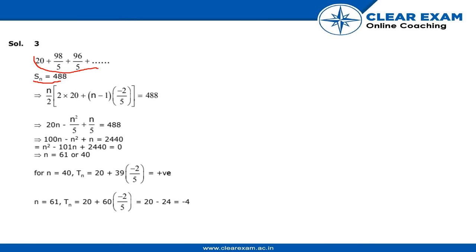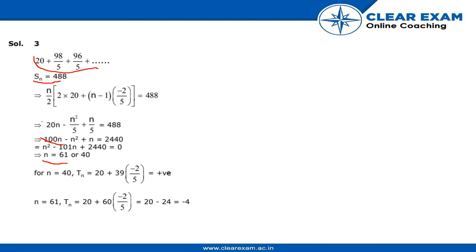Then we will simplify this. After simplifying, we would get this equation: 100n minus n square plus n is equal to 2440, and by splitting the middle terms we would find the value of n, which would be 61 or 40. Then we would find the nth term for both of the values, first 40 and second 61.